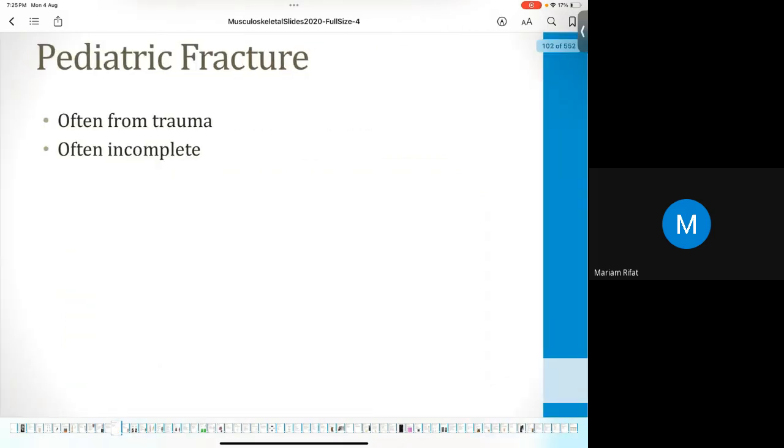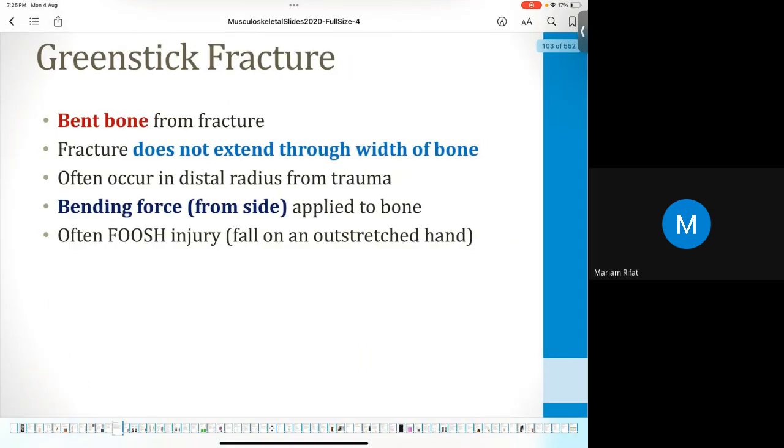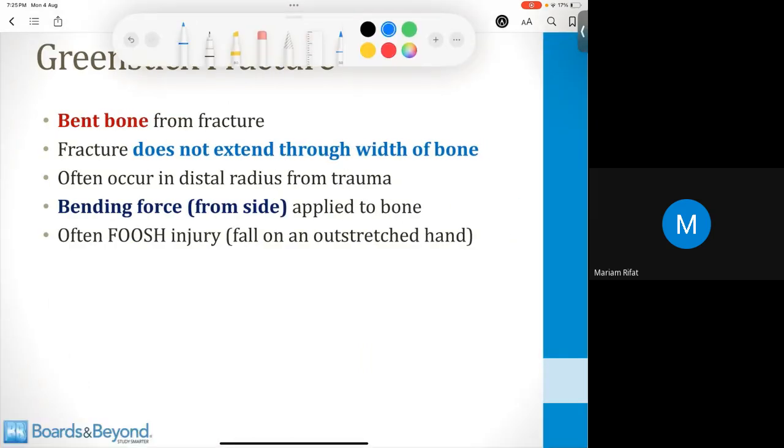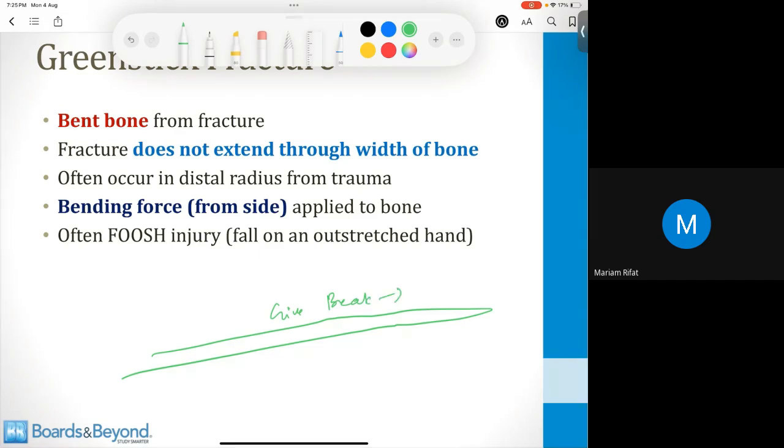Pediatric fractures. Let's discuss some of your pediatric fractures. That's really important, really high yield. The first one is greenstick fracture, right? So for example, if I just take a green stick and give it to you and tell you to break this stick, can you break the green stick? No. You can only bend it, right?